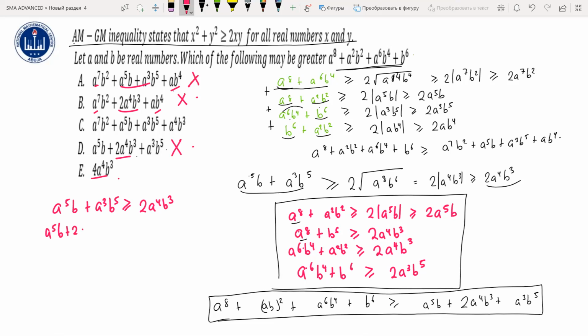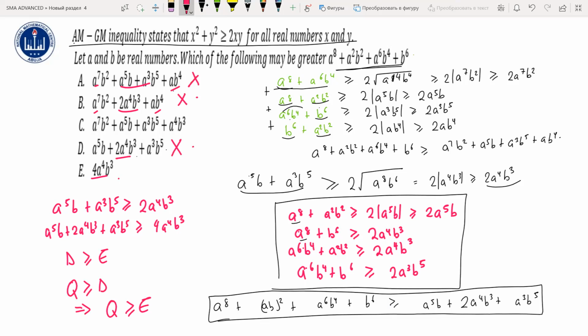We're going to get that this is greater than or equal to 4a^4 b^3. So we got that option D is greater than option E, and we got that the question, let's just write Q, is greater than or equal to option D. So what does it imply? It implies that the question is greater than or equal to option E.